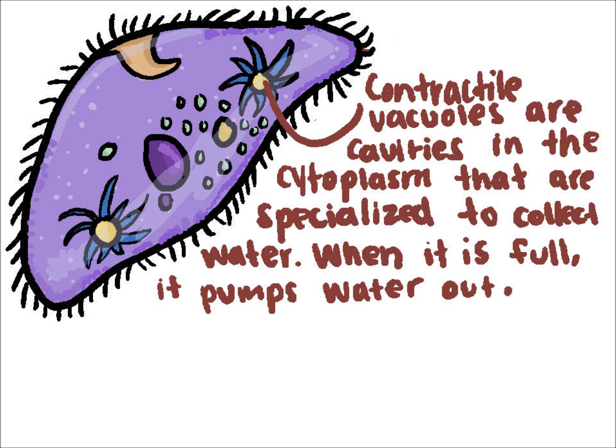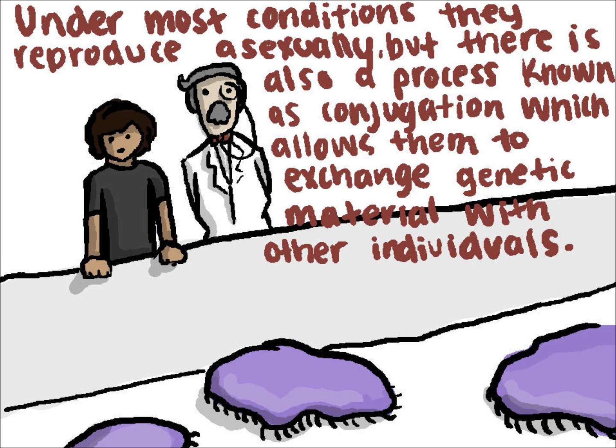Contractile vacuoles are the cavities in the cytoplasm that are specialized to collect water. When it is full, it pumps the water out. Under most conditions, they reproduce asexually, but there is also a process known as conjugation which allows them to exchange genetic material with other individuals.